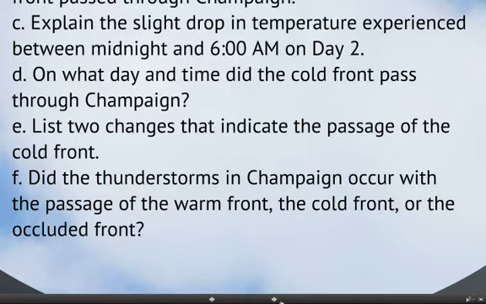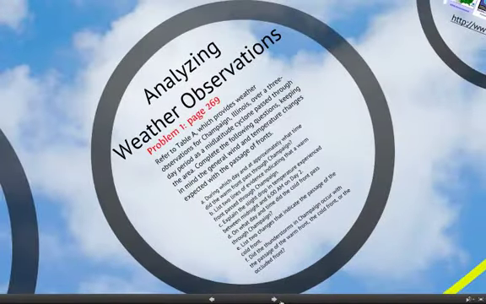You are also to figure out what kind of front was moving through the area during the thunderstorms. I'm not going to give you any examples for this. My greatest piece of advice is right in the problem. Keep in mind the general wind and temperature changes expected with the passage of fronts.